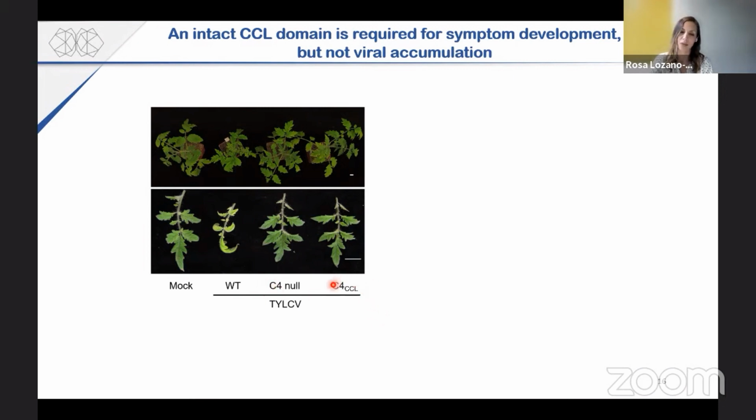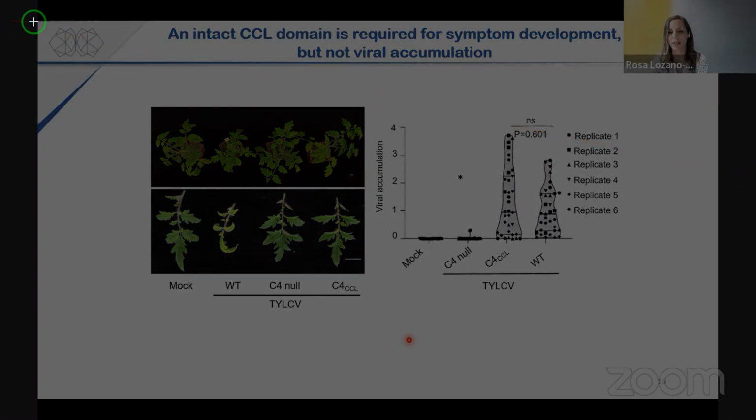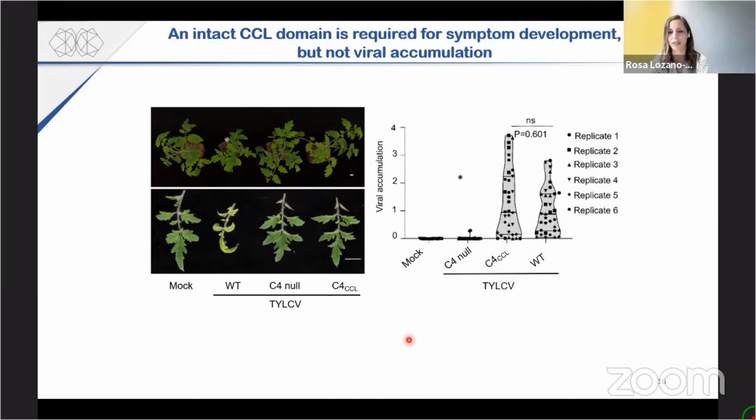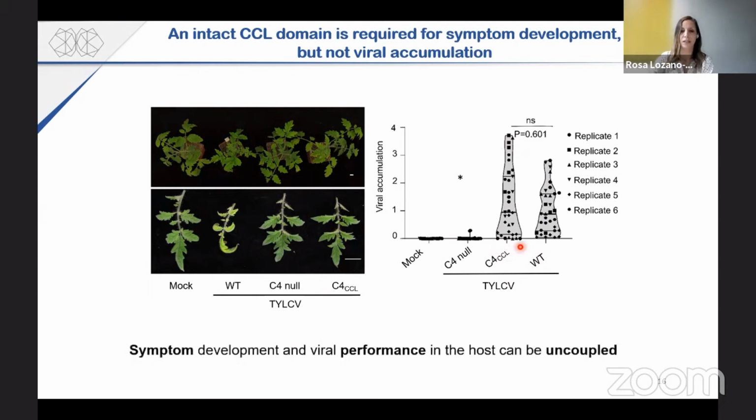And plants that have been inoculated with this CCL-like domain deficient C4 mutant virus do not display any developmental alterations either, so there are no symptoms. Now, to our surprise, when we measure viral accumulation in these plants, we find that despite the complete absence of symptoms, viral accumulation is wild-type-like for this mutant virus. So basically, in this pathosystem, symptom development and viral performance in the plant can be completely uncoupled.